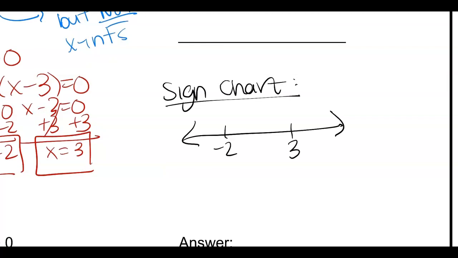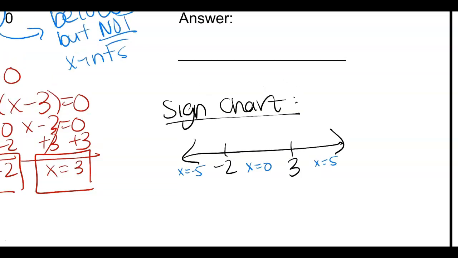Well, let's not pick anything too crazy. Let's go to the left of -2. Let's use x equals -5. In between -2 and 3, let's pick x equals 0. And to the right of 3, which means that it's greater than 3, let's just use positive 5. You can use whatever numbers you want, but I'm just picking these values.